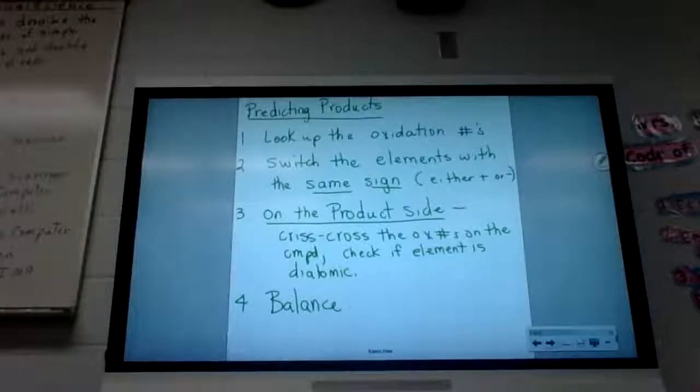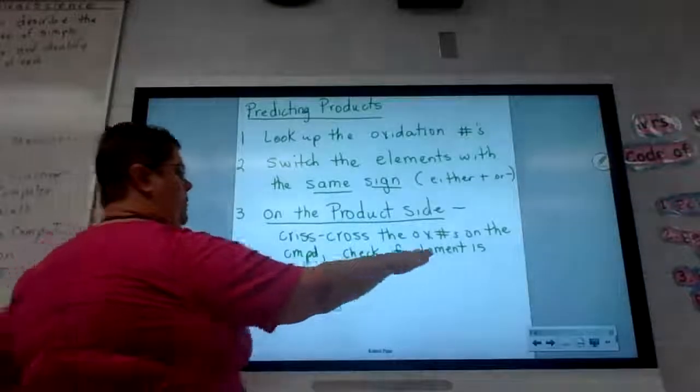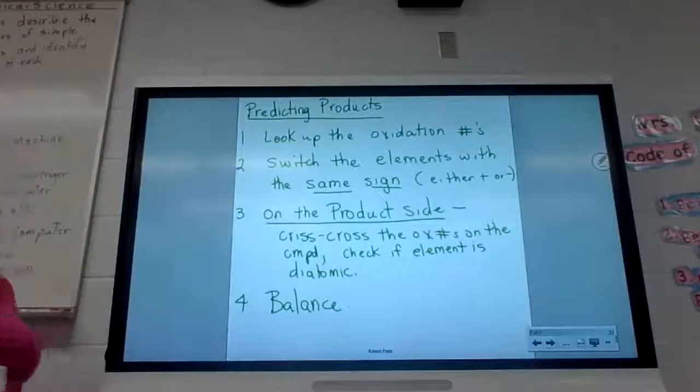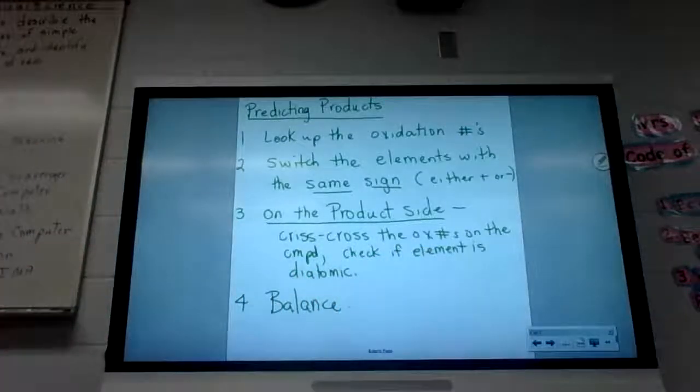Now, the only thing that will change tomorrow with double displacement is will we have any elements that are diatomic? No, because everything will be compounds, so we'll just be crisscrossing everything. That's the only thing that's going to change tomorrow, is there'll be no elements for us to check for diatomics. Double displacement is actually the one on the test that everybody does the absolute best with. Because there's no place for people to mess up their diatomics in double displacement.